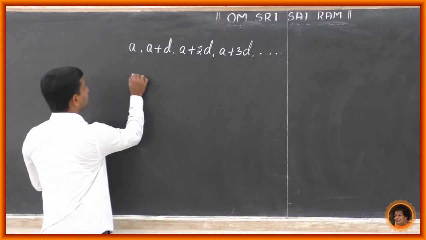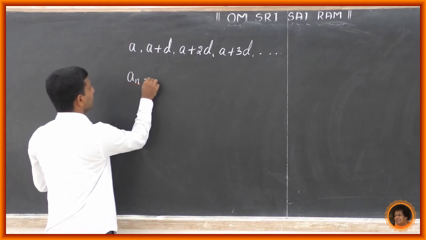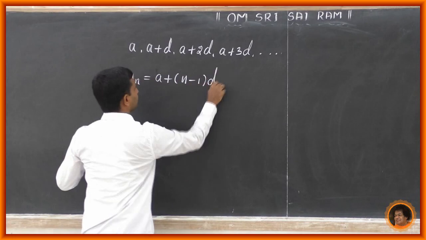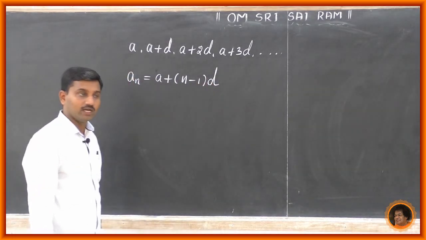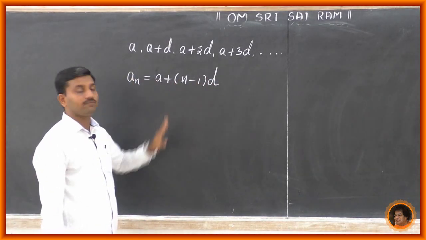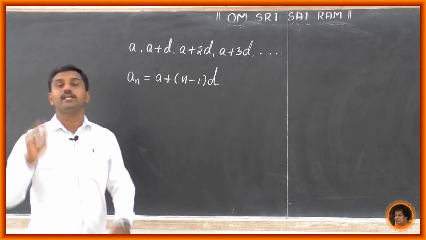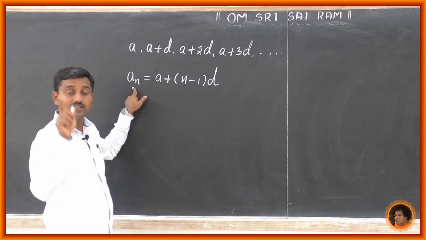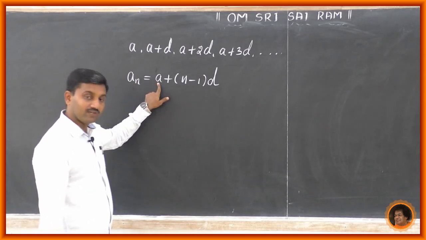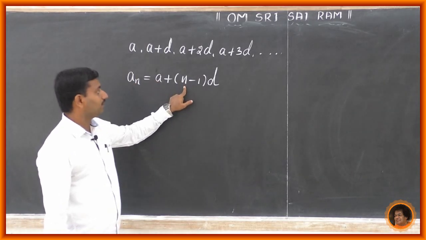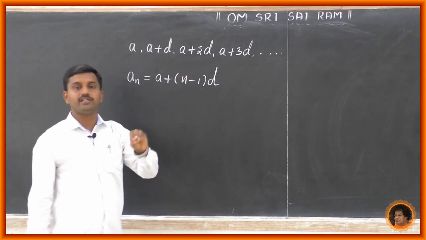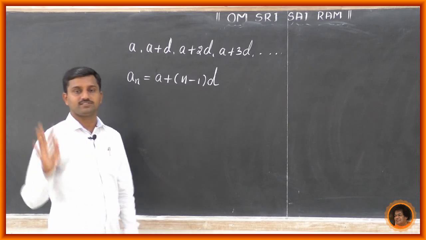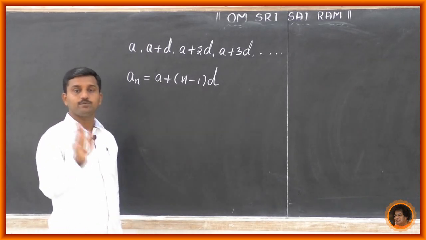The nth term of an AP is given by an equals a plus n minus 1 into d. This is the formula to find the nth term of an AP. Here an means the general term or the nth term, a is the first term, n is the number of terms and d is the common difference. How to find the common difference? Second term minus first term, or d equals a2 minus a1.